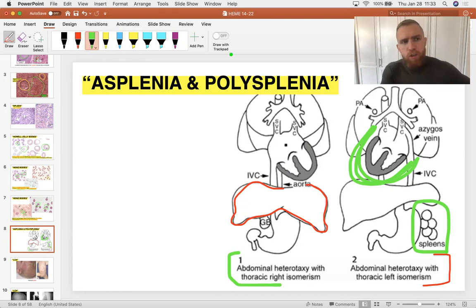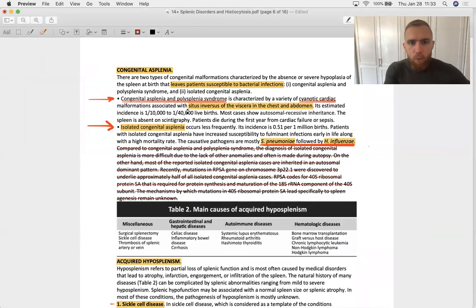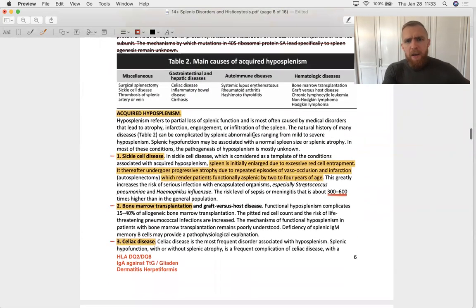So that's congenital polysplenia. And again, you've got a cyanotic heart defect with situs inversus of the thoracic viscera. So they tell you in the question, the patient's got 5 spleens. What else do they have? You're going to say, oh, they've got the situs inversus. And then there's acquired hyposplenism, much more common than congenital.